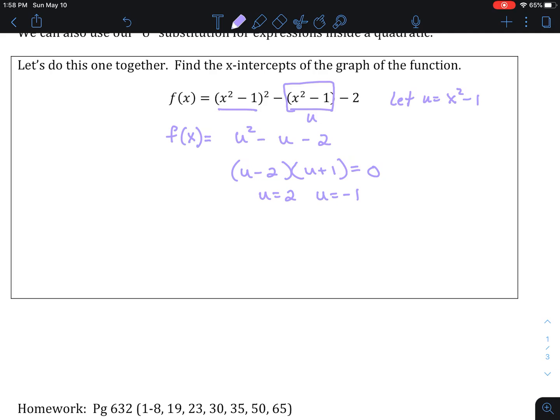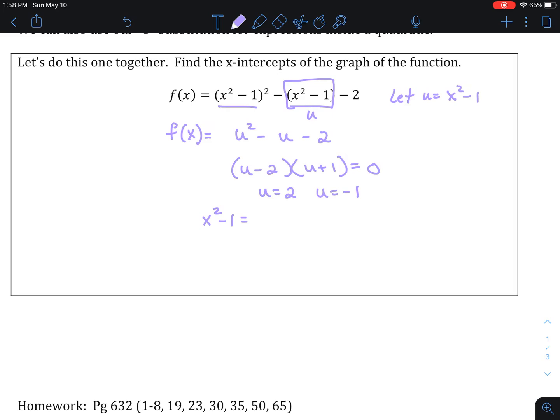But we're not done. Remember, we're not solving just for u, we're solving for x. So since u is equal to x squared minus 1, we have x squared minus 1 equals 2, and x squared minus 1 equals -1. That's going to leave us with x squared equals 3, and x squared equals 0, right? We square root, we get x equals plus or minus the square root of 3. And then on this side, we get x squared equals 0. That's x equals plus or minus 0, technically.